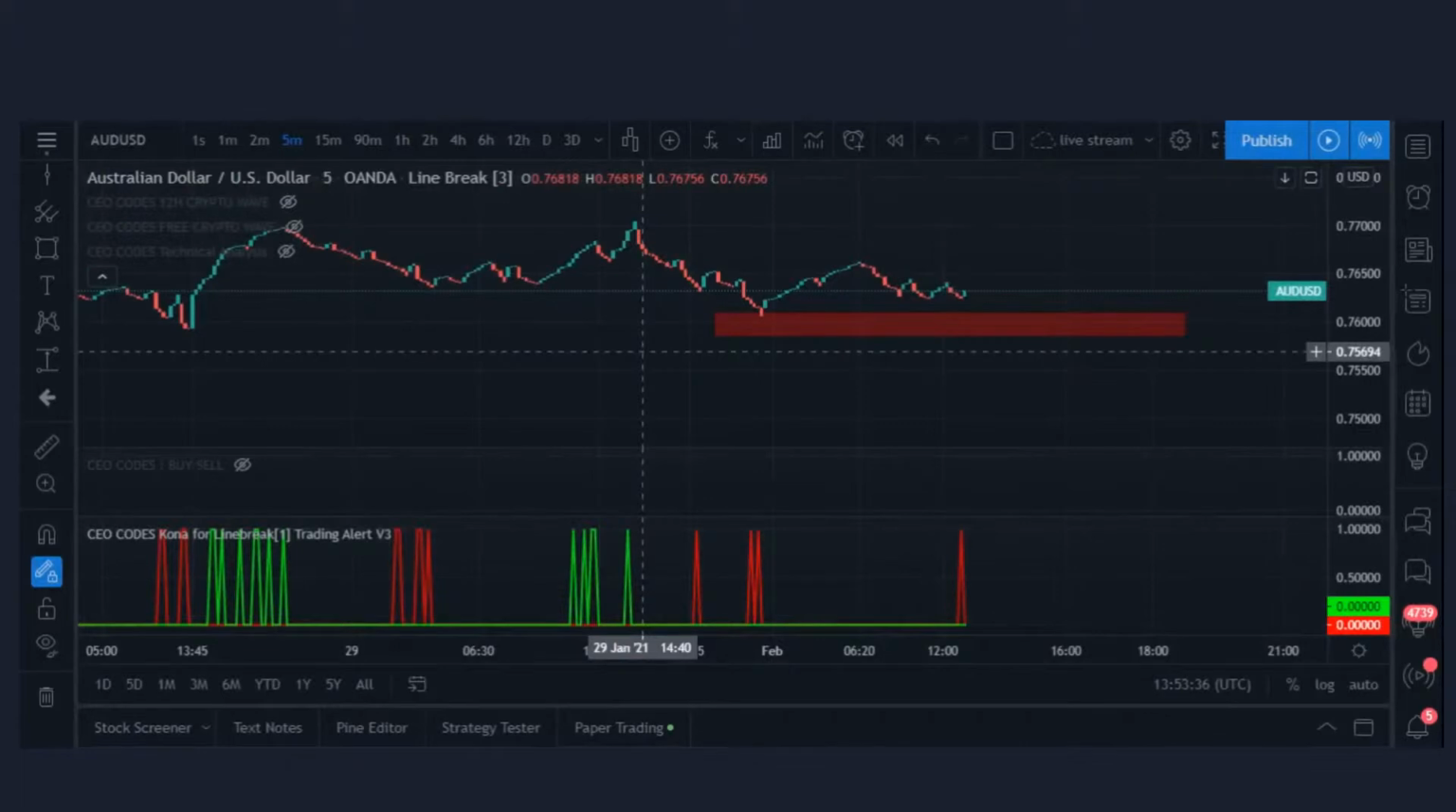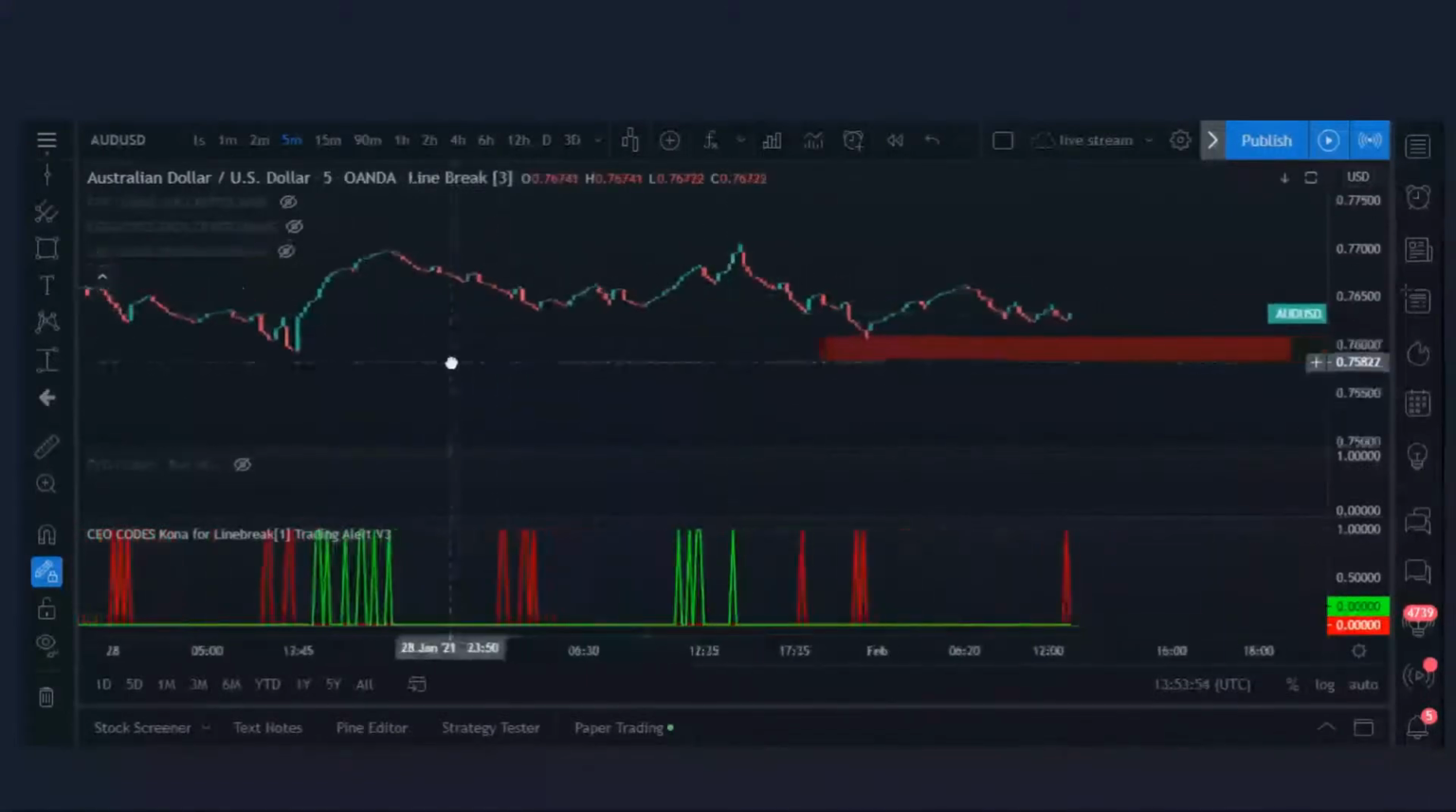Tools to help you, that's all you need. You need some tools to help you. But to be honest, I prefer line break. On this indicator, I really prefer the line break. There are so many different strategies you can use, but it's all about you.